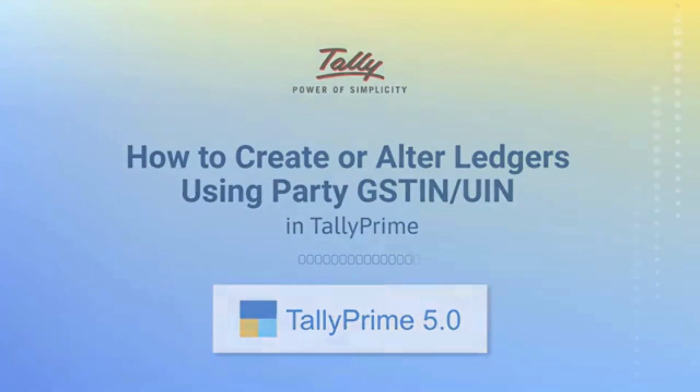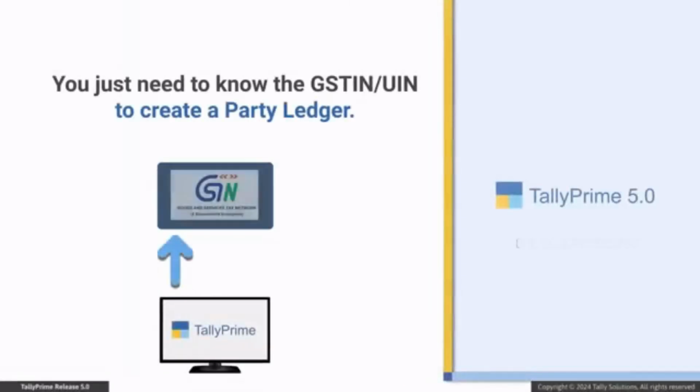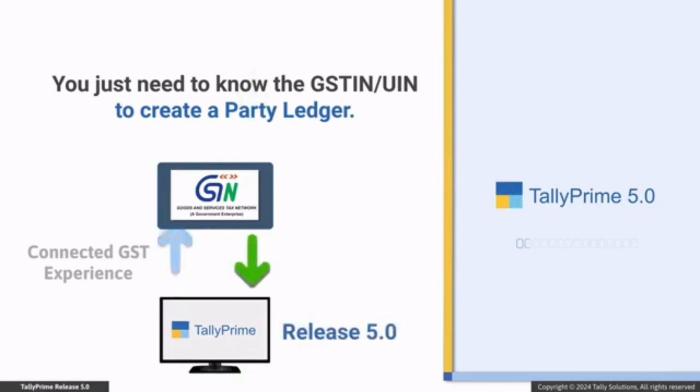UIN in TallyPrime. With the connected GST experience introduced in TallyPrime Release 5.0, you can create a party ledger quicker than ever. All you need to have is the GSTN or UIN of the party. Just enter it and you get all the information that you can copy to the ledger.